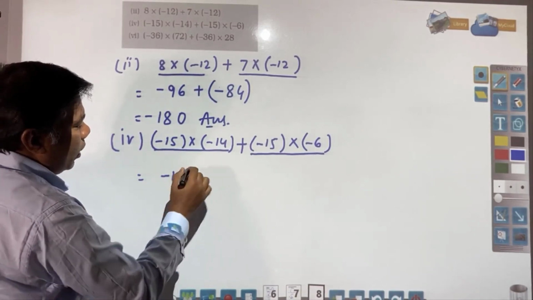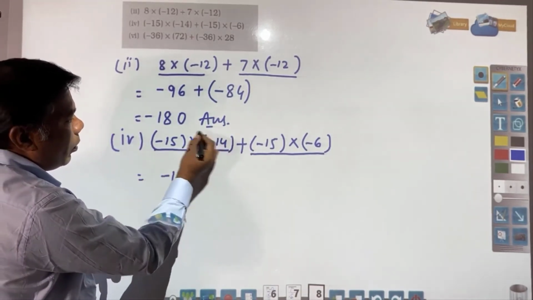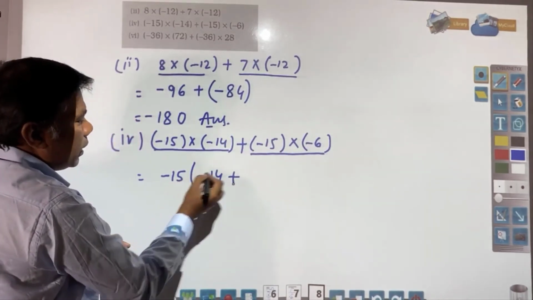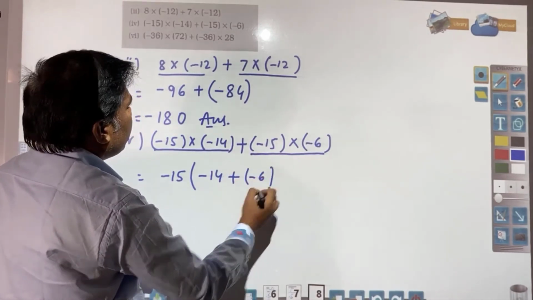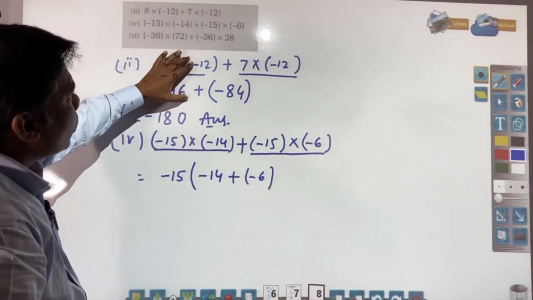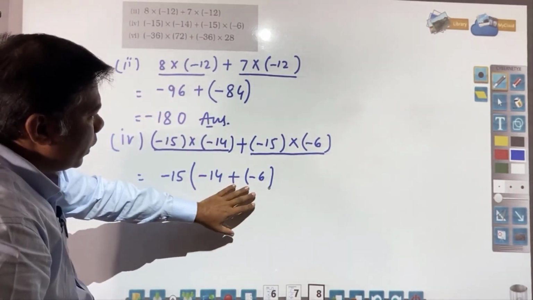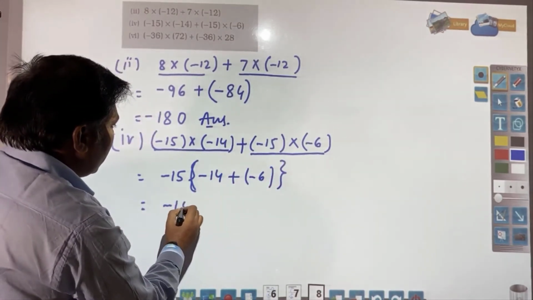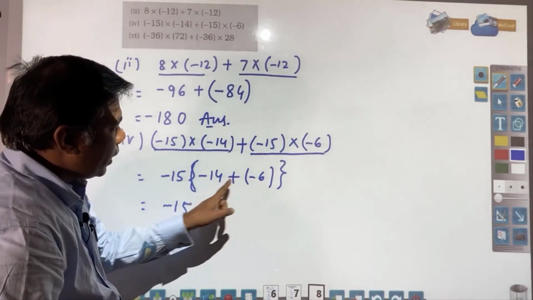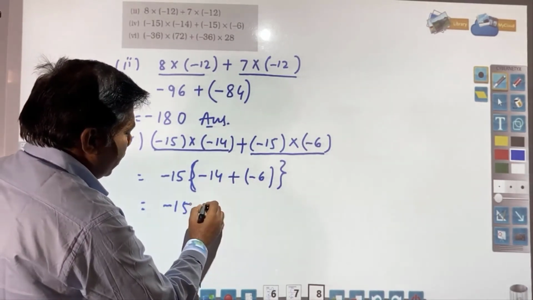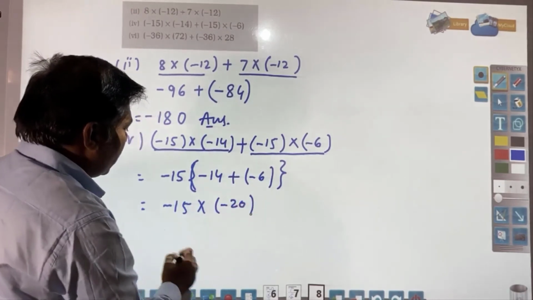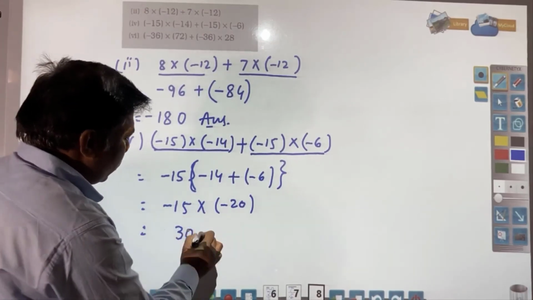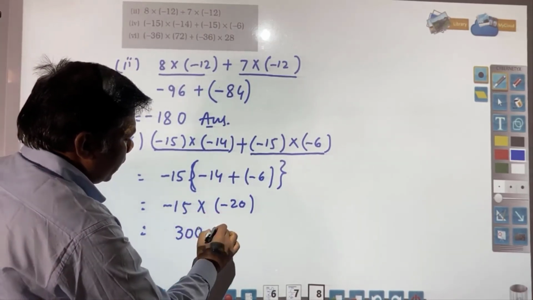So the common factor you have taken out. If you are taking it out here, what will remain? -14, plus here, already you have taken this out, this will remain -6. So this question also can be solved that way. Here you see how we will solve. -15, this you add: minus 14 and minus 6 will be minus 20. So this will be minus 20. Now you multiply: 15 times 2 is 30 and 1 zero. Minus and minus will become plus, and this will be your answer.